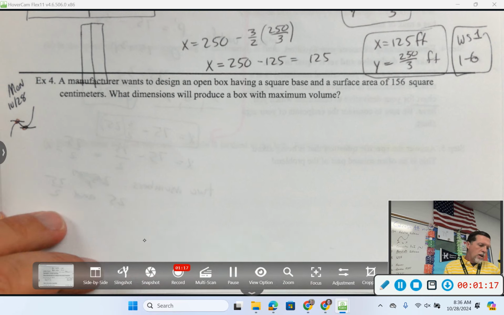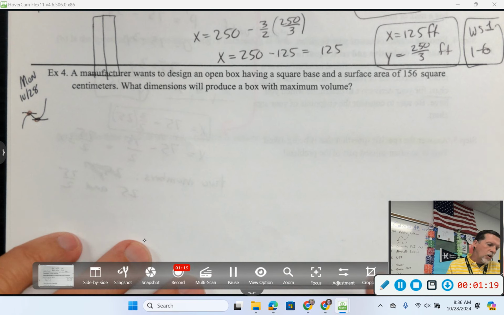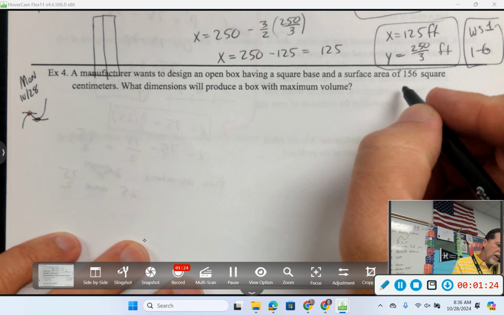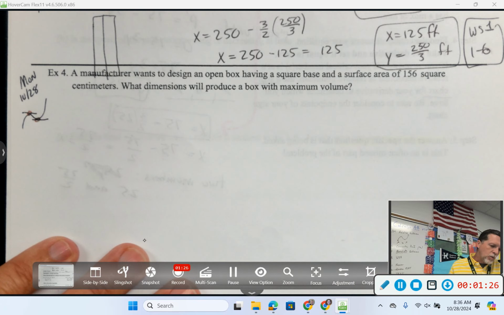All right, so number 4. A manufacturer wants to design an open box having a square base and a surface area of 156 square centimeters. What dimensions will produce a box with maximum volume?